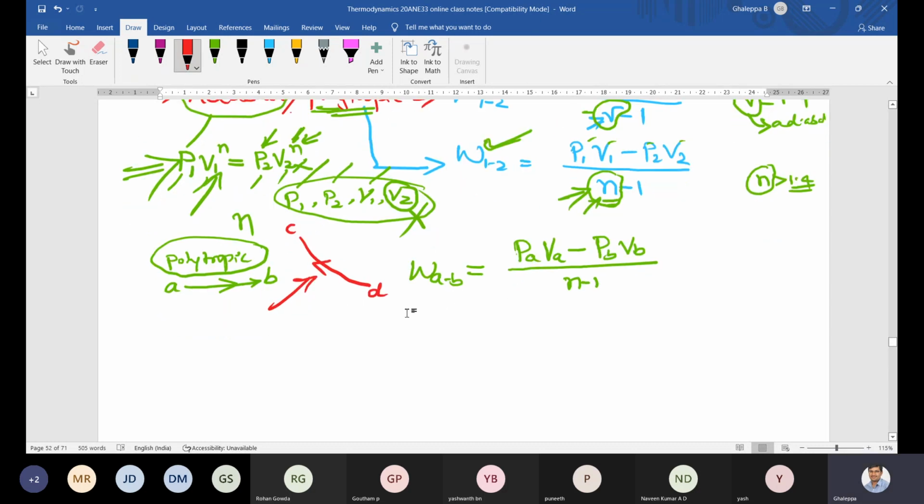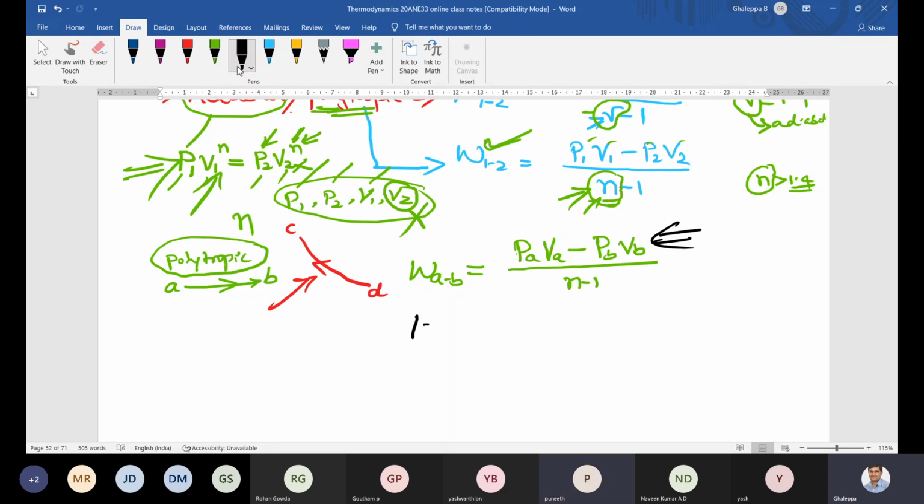You have to identify which one is the initial point. For this process, which one is the initial point? D is initial or C is initial? D. Okay. Which one is final? C. Yeah. Now, use this equation and tell me.